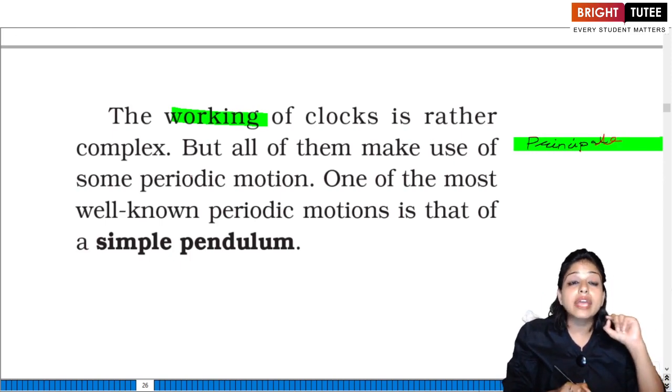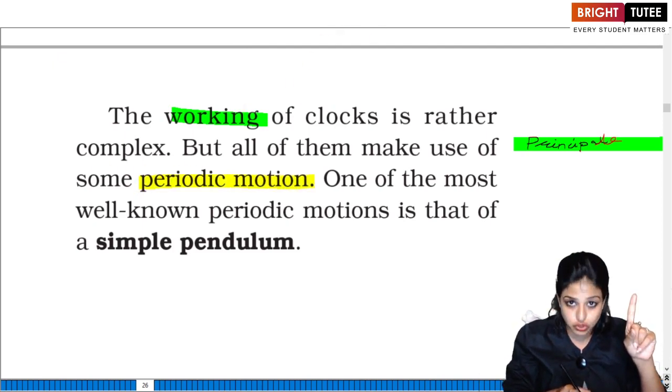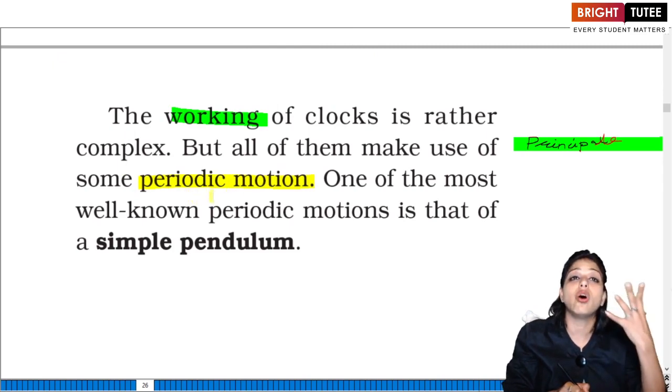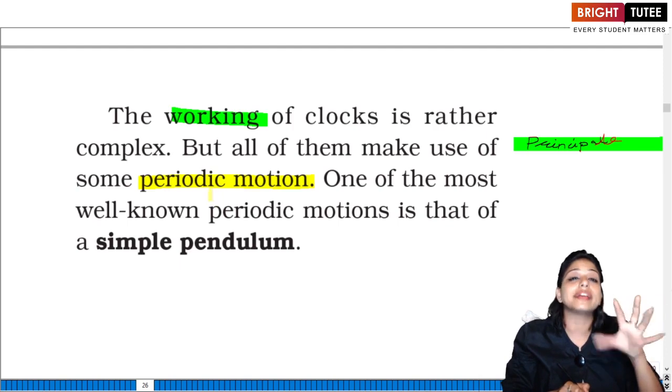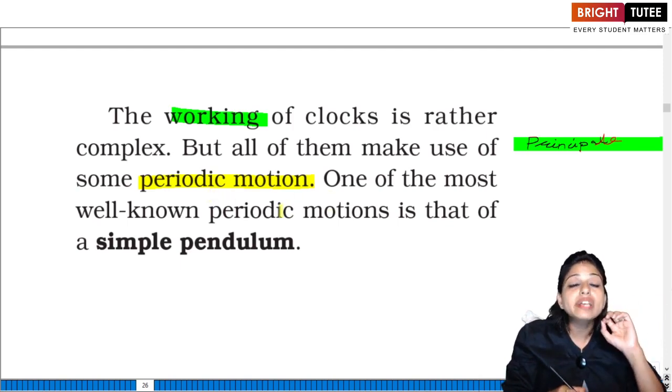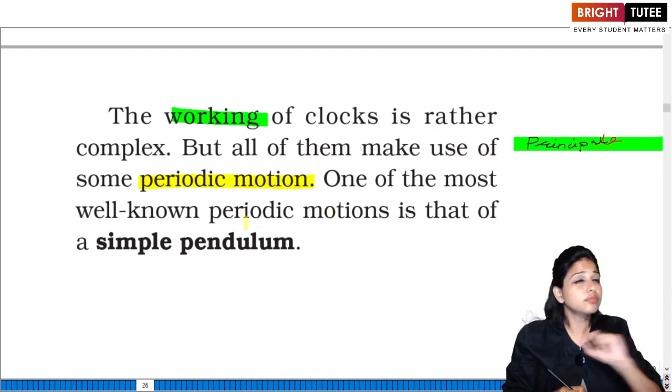So people, they all follow one common thing. And what is that one common thing? Periodic motion. A clock is dependent on the periodic motion of its tool so that it can show us the time. Now, what is this periodic motion?